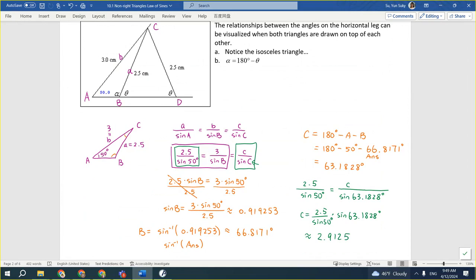Any questions, everybody? No? Okay, so let's stop here. We haven't finished. We only solved one triangle. There is another one. Let's do that next class.